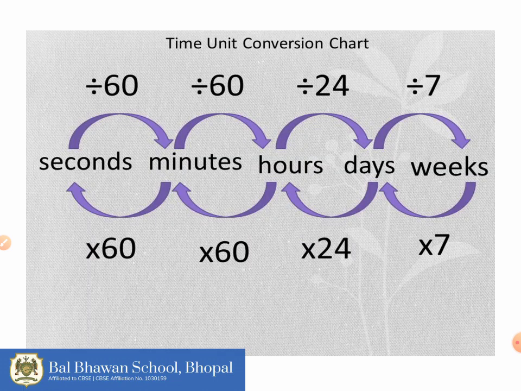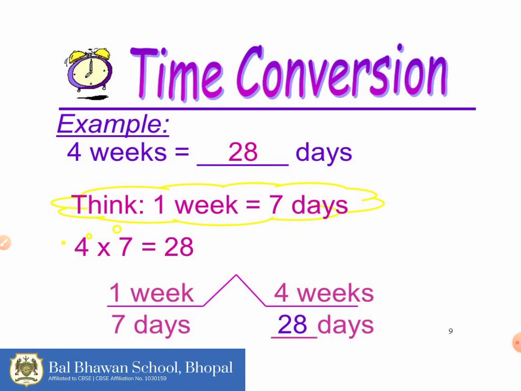So this is the time conversion chart in which you can see seconds to minutes, you will divide by 60, but minute to second, you will multiply by 60. Minute to hour, you will divide by 60, but hour to minute, you will multiply by 60. Hour to day, you will divide by 24, but days to hour, you will multiply by 24. Days to weeks, you will divide by 7, but weeks to days, you will multiply by 7.